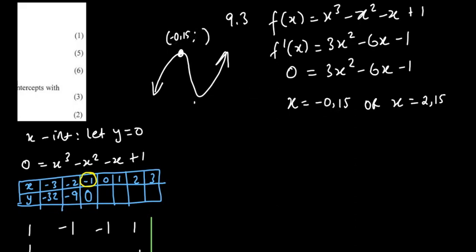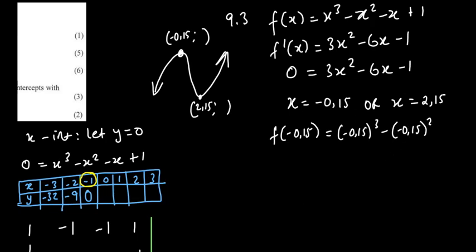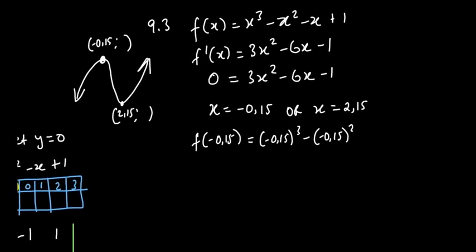We don't know the y value. Here, this one is going to be 2.15. We don't know the y value. So we substitute that into f. So we're going to say f of negative 0.15 would be negative 0.15 cubed, right? Then you say minus negative 0.15 squared. Okay. And then you say minus negative 0.15 and then plus 1. So here the answer should be 1.12, right?